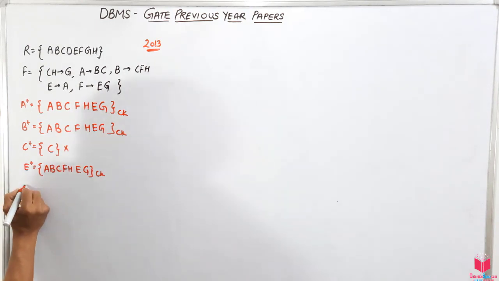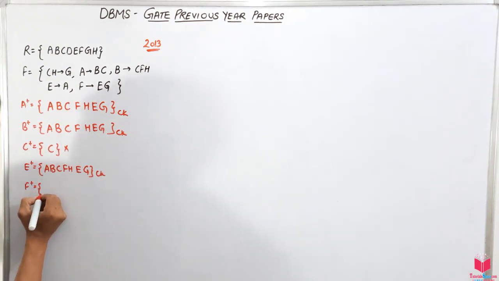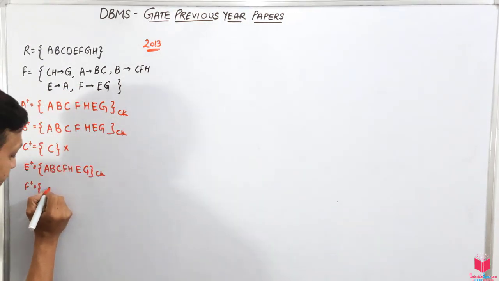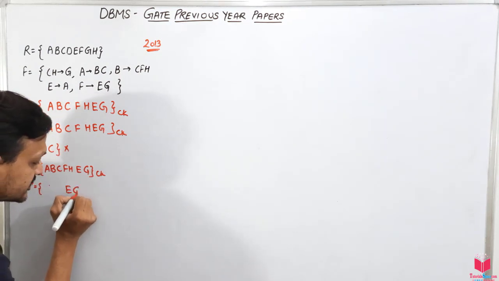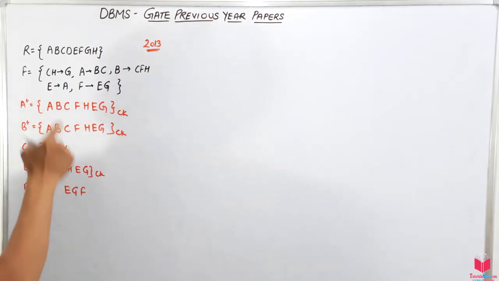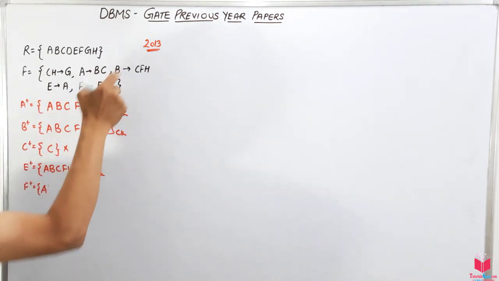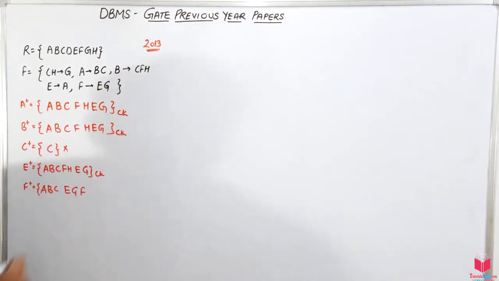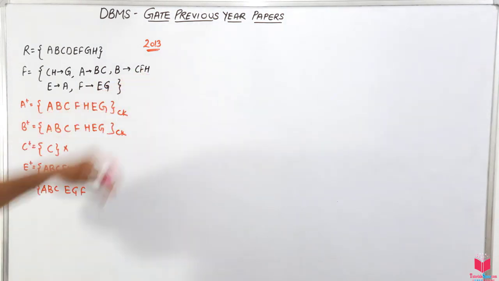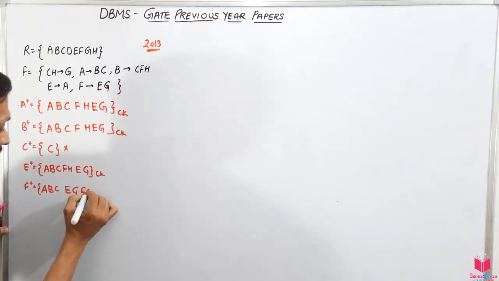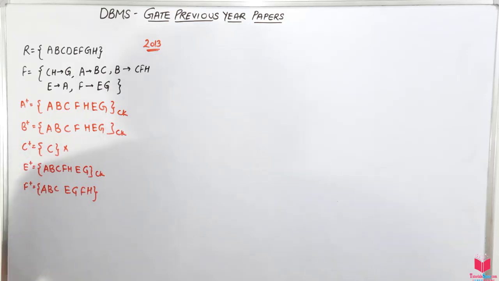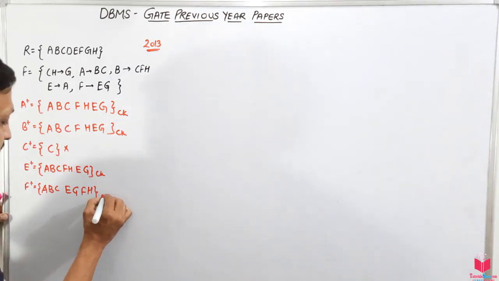Then after E we have to find for F. From F I can find E, G and F. Then from E to A, from A to B and C also, then B to CFH, C, F and the remaining one H. That means all the 7 attributes, it is also a candidate key.